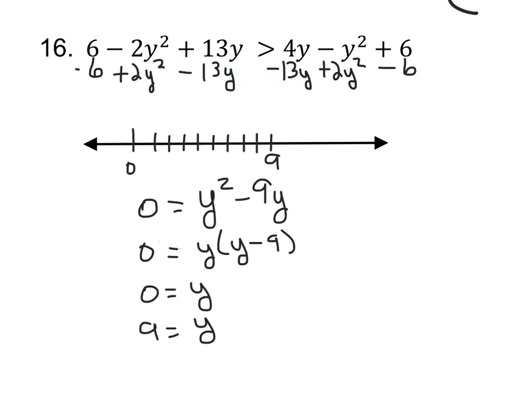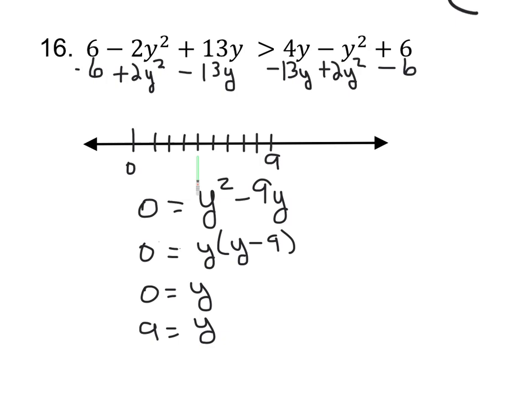When I rewrote my inequality on this side, I ended up combining these. Negative y squared plus 2y squared gives me a y squared. The 6 is canceled out, so that's just 0. And then 4y minus 13y is a negative 9y. So now I'm going to factor this.